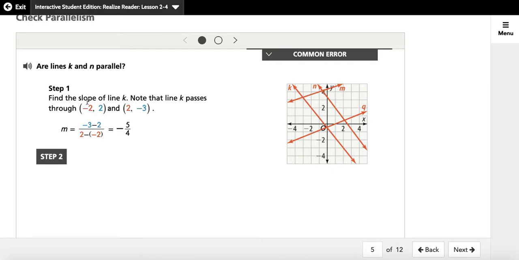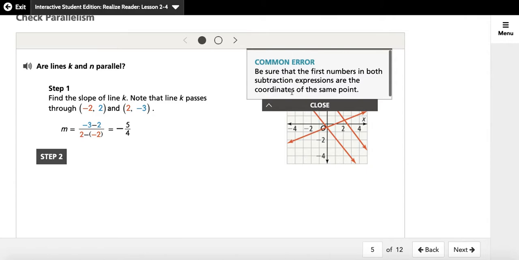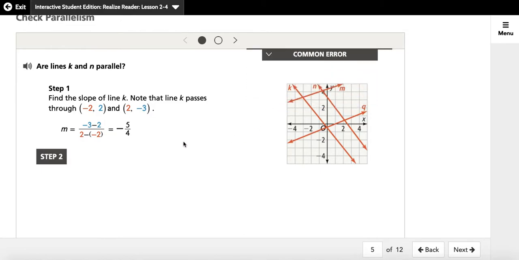Okay, find the slope through line K. They notice that K passes through (-2, 2), that's this point right here, and through (2, -3). So they applied the slope formula. If you remember the slope formula, y1 minus y2 over x1 minus x2, or you could do the opposite, as long as you start with the same point. Be sure that the first numbers in both subtraction expressions are the coordinates of the same point. Sometimes people flip-flop them. You don't want to flip-flop them.